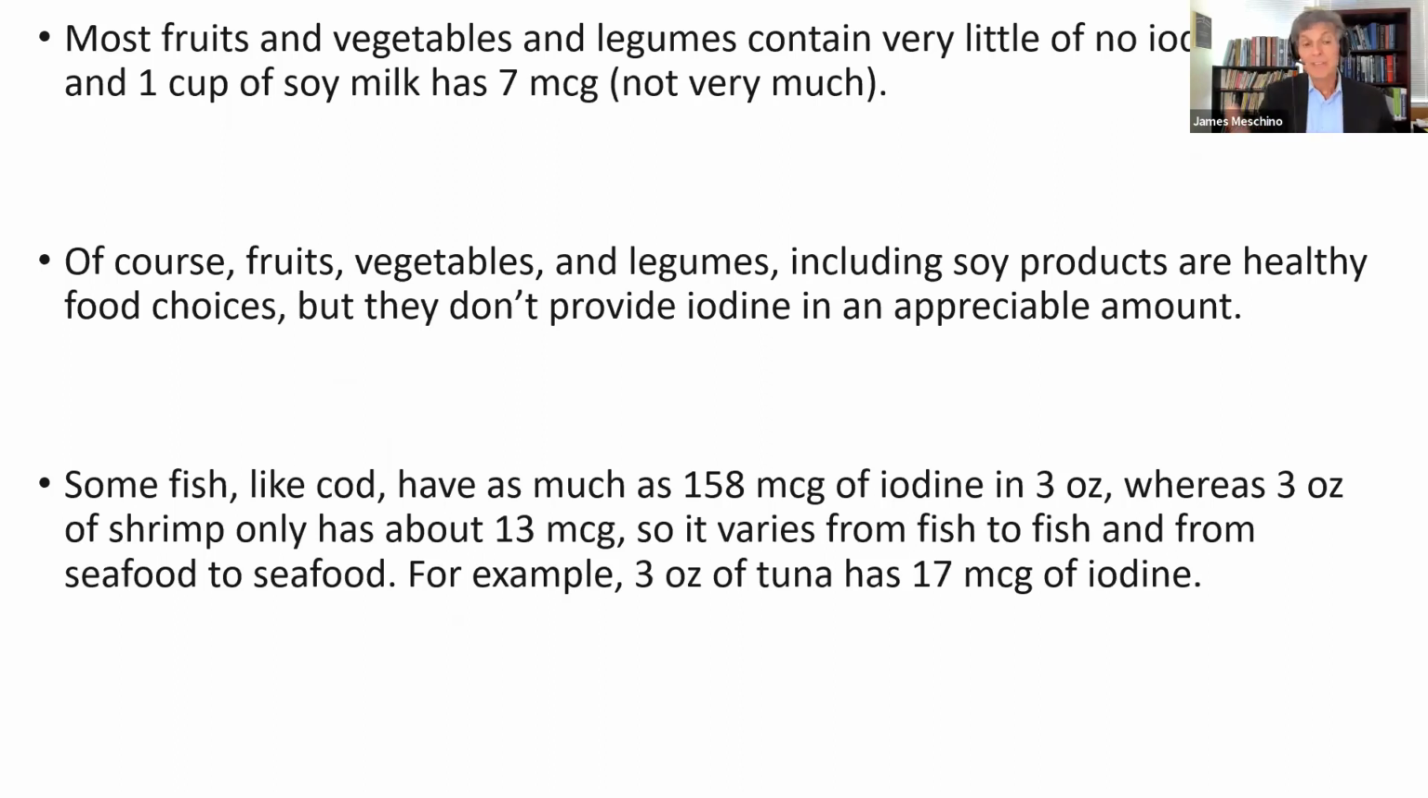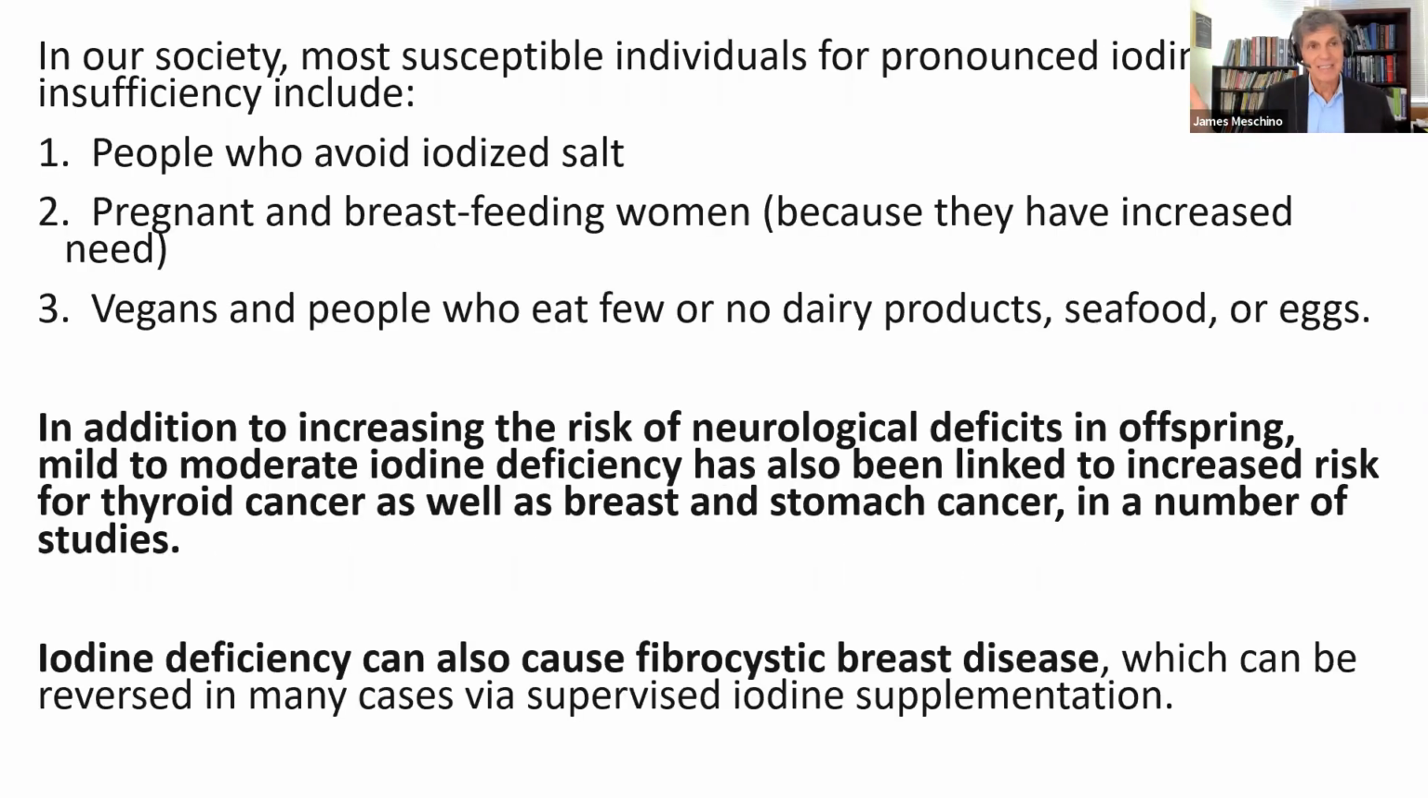need. Some fish, like cod, have a lot of iodine. Other fish, like shrimp, have very little. Tuna has 17 micrograms of iodine at 3 ounces, not very much. So, you can't just say, I eat fish, I'm going to be fine. That's not exactly the case.